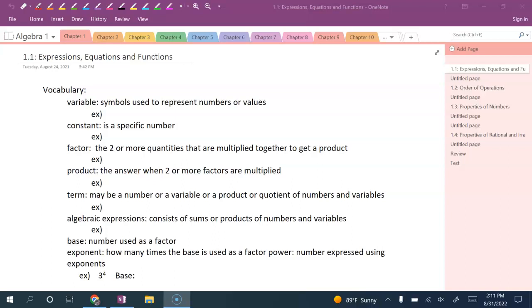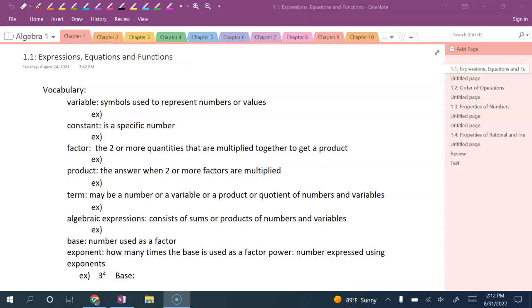going to need to be familiar with, because you're going to see these words show up in this section and even as we continue on throughout the school year. So the first vocab word is a variable. Variables are used to represent numbers or values, and they're a symbol-like term, so they're going to be used to represent what we don't know.